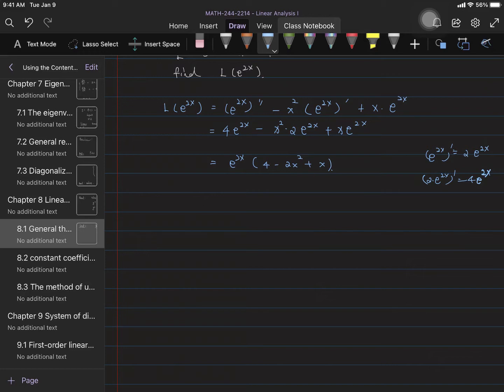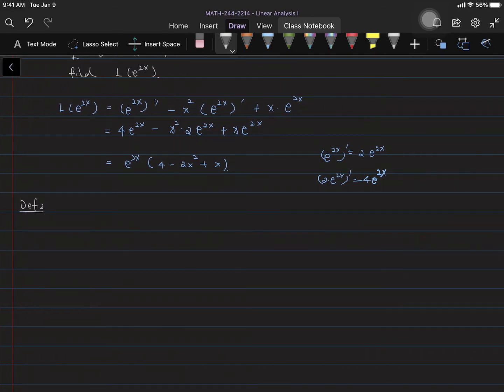Let's see. Next, definition 2. For the general nth order linear differential equation, we write down a n times y to the nth derivative plus a1 y prime plus a naught y equals f of x. Okay, so this is the differential equation, general form.